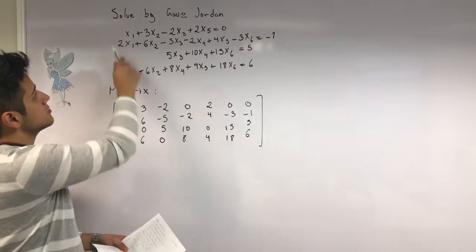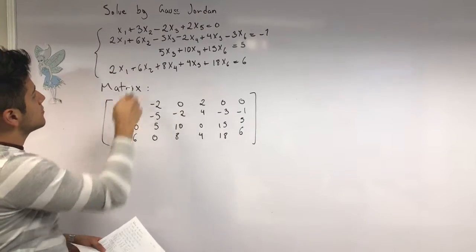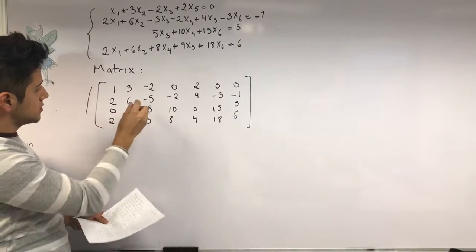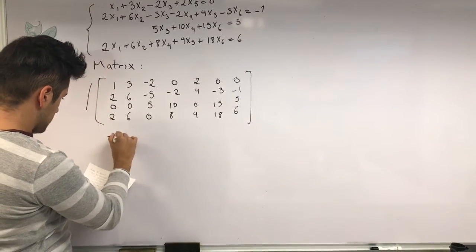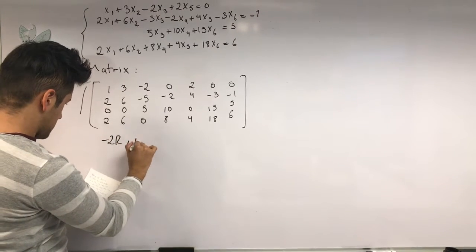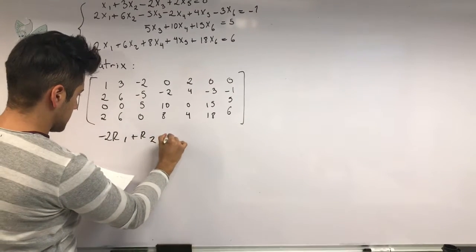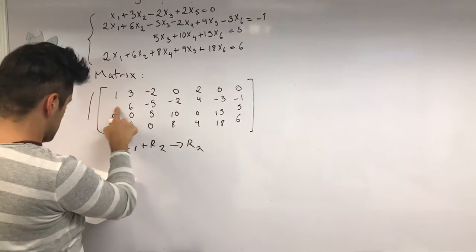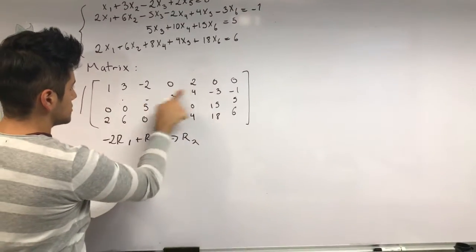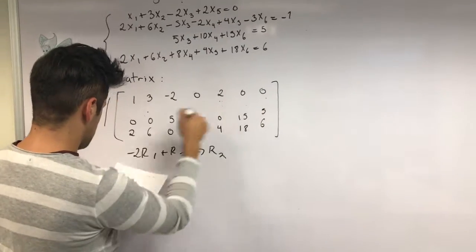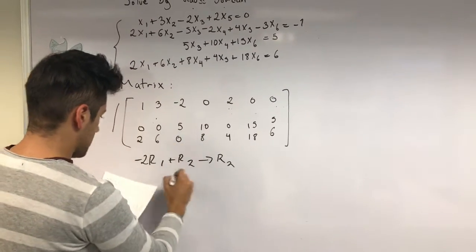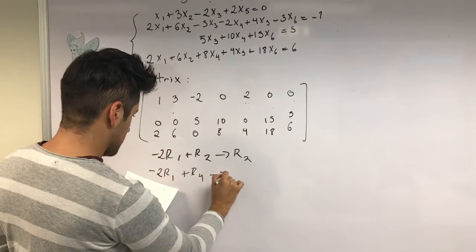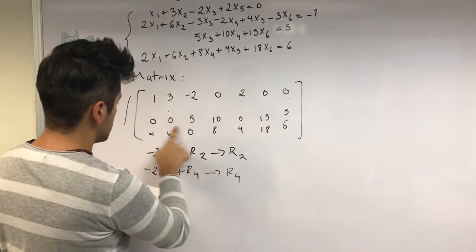Hello everyone, today we're going to solve this linear system by Gauss-Jordan. Here we have our augmented matrix, and first we'll do row 2 minus 2 row 1 plus row 2. So we eliminate all this row, and also we'll do minus 2 row 1 plus row 4 in row 4.